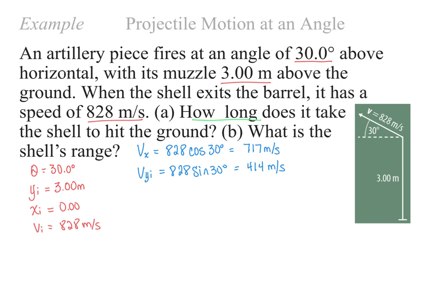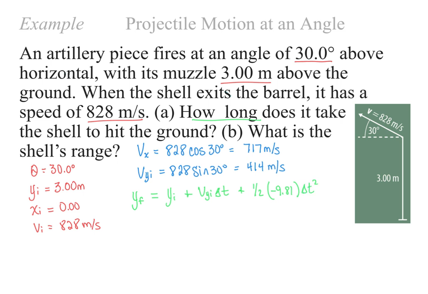So I'm going to use my final y equation here. It takes into account your initial y. You add to that your y's initial velocity, so we have our velocity of y times that time. And then we also have 1/2 gravity times time squared. That's what I'm going to use.